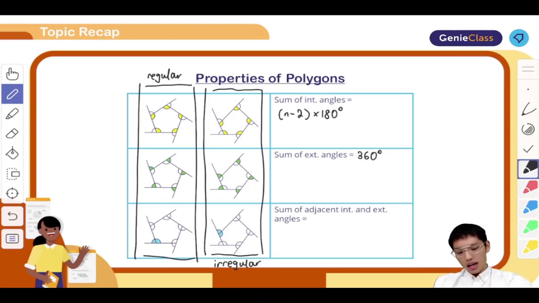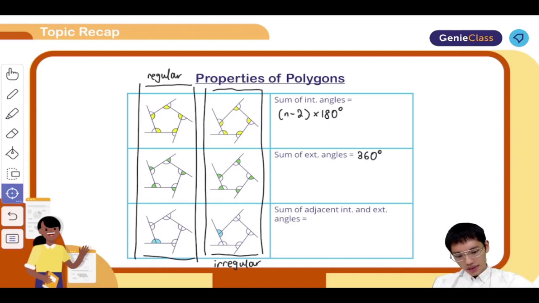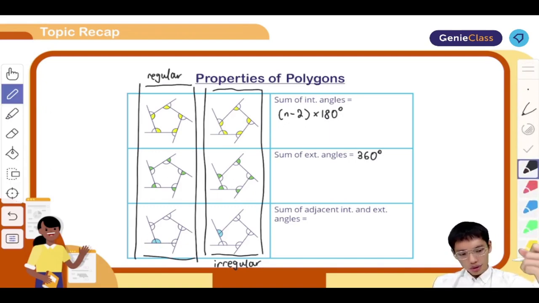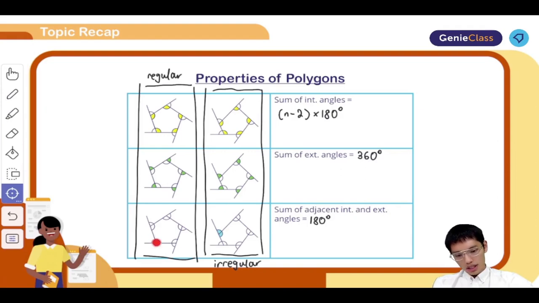Very good. Lastly, the sum of adjacent interior and exterior angles follows a particular property. What is that number? It starts with a 1. I virtually gave out the answer when I said that. Perfect, it's just 180 because they are on a straight line. Interior is the one inside, exterior is outside. Put them together, 180.